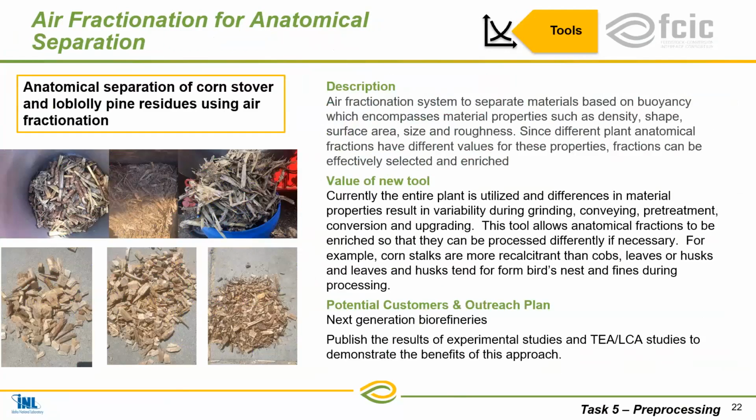I want to just talk a little bit about air fractionation. This promises to be a really low-cost way to separate biomass streams based on physical characteristics. These differences show up in pre-processing, but as you'll see later on in the talk, they also show up in conversion. Now, the process development work for this area is being done at Idaho National Lab under separate funding. Where the FCIC fits into this work is we're characterizing the properties of these different fractions and specifically focusing on how those differences impact downstream conversion data. So we'll talk a little bit more about that a little bit later.